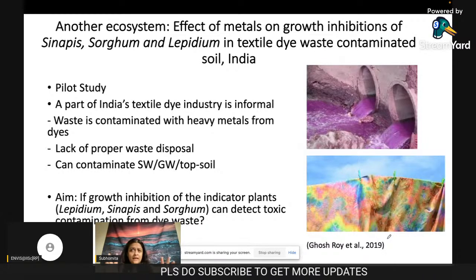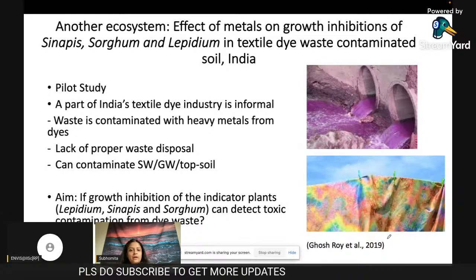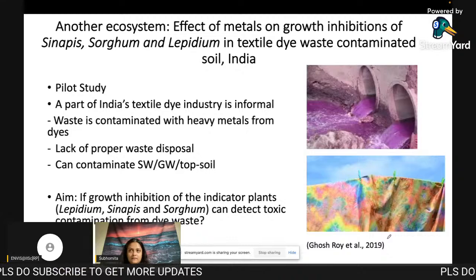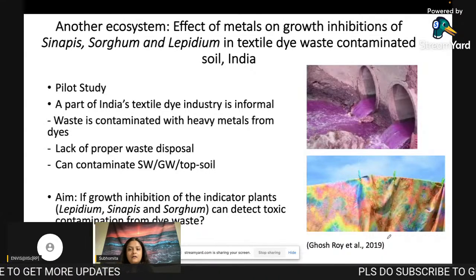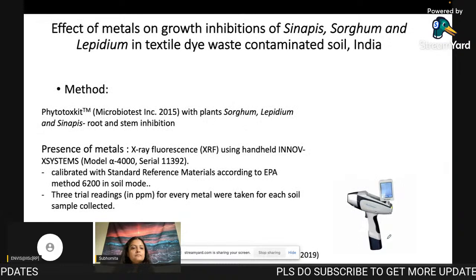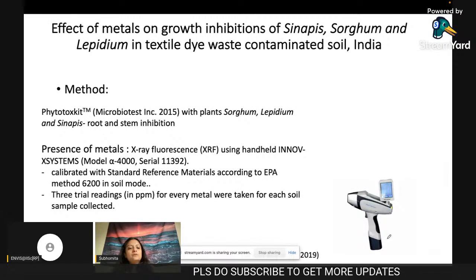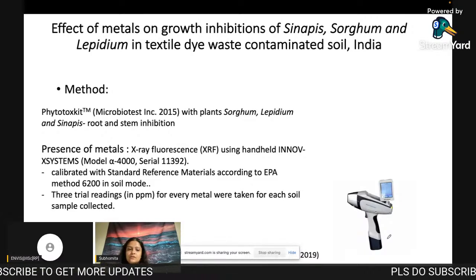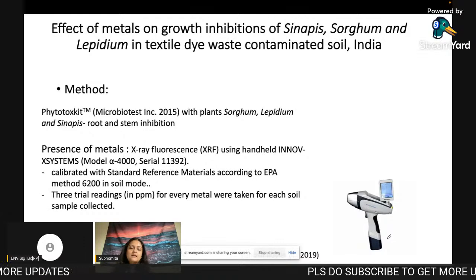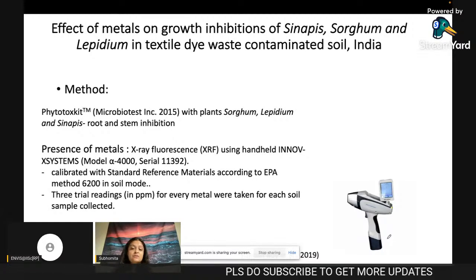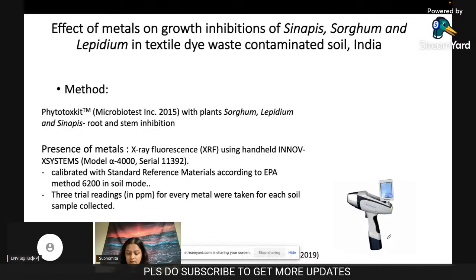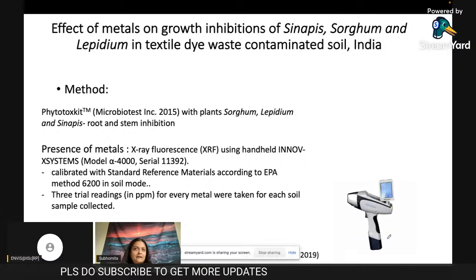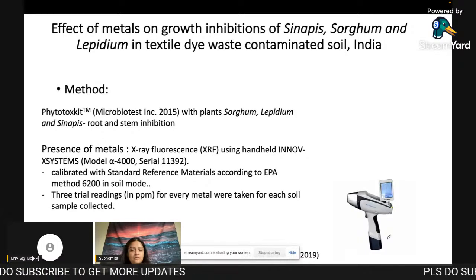And we wanted to know if they can detect any response or any form of toxicity that the soil is being contaminated. So the method we used was the phytotox kit that we have used before. We used again X-ray fluorescence technology that we have done before, but in this case, this XRF was used in field. We were not able to bring back the samples in lab, so we had to measure them in field.